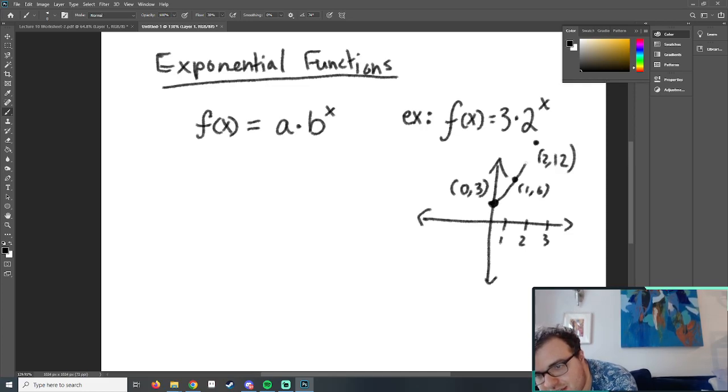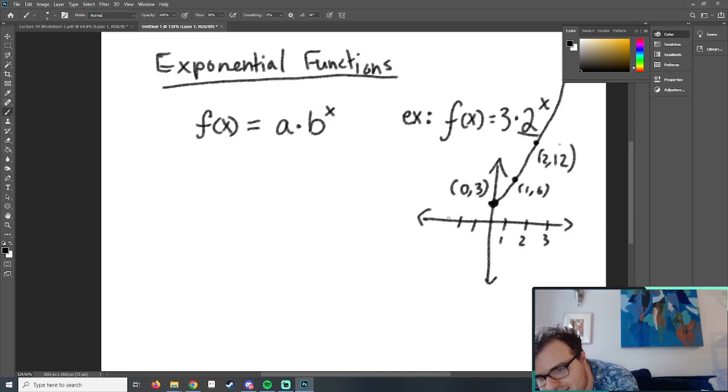And in general, every time I move 1 unit to the right, because this b value here is 2, the base that's being raised to the x power is 2, it's like I'm doubling the y value. So you can see this is going to go really, really high really quickly.